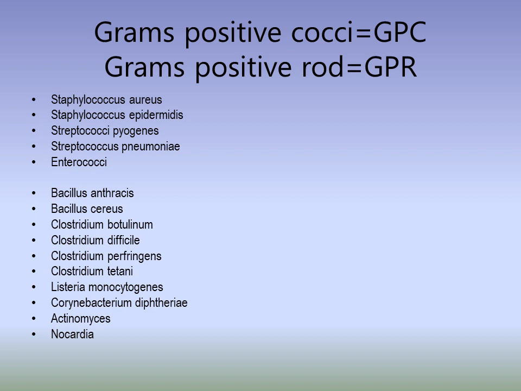Regarding gram-positive rods, we have the Bacillus genus, Clostridia genus, and a few others. In case of Bacillus, we have Bacillus anthracis, Bacillus cereus. In Clostridia, we have Clostridium botulinum, Clostridium difficile, Clostridium perfringens, and Clostridium tetani. Others are Listeria monocytogenes, Corynebacterium diphtheria, Actinomyces, and Nocardia. All of these are gram-positive rods.